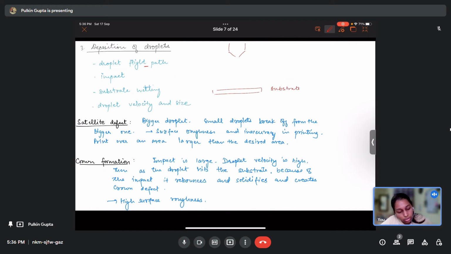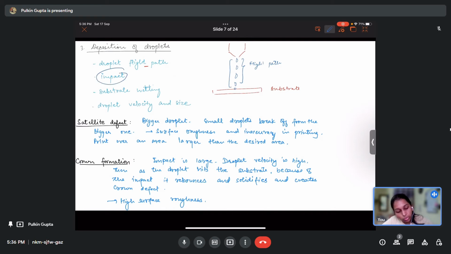Now after the droplet has oozed out from this, it has to deposit on this substrate. So this is the flight path. It greatly influences its deposition. Okay, so flight path is the path that it covers after its ejection from the nozzle and before deposition on the substrate. So this middle part is your flight path.